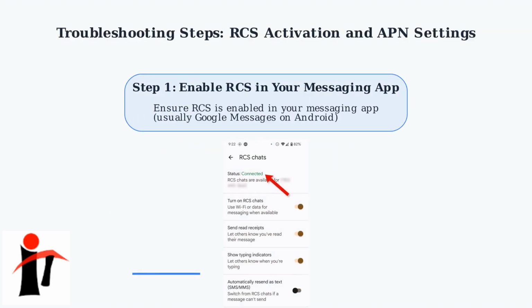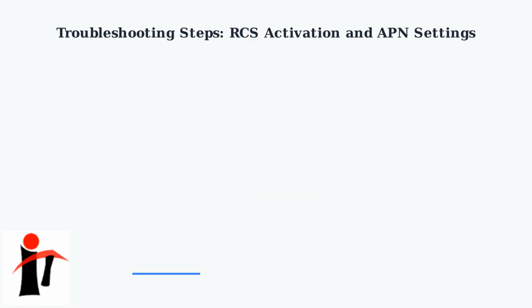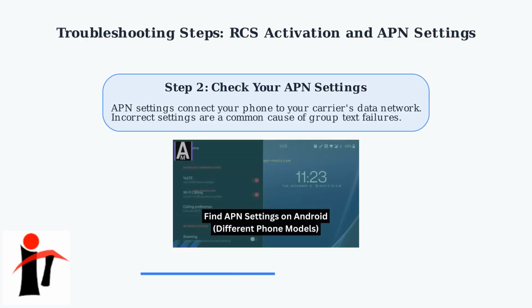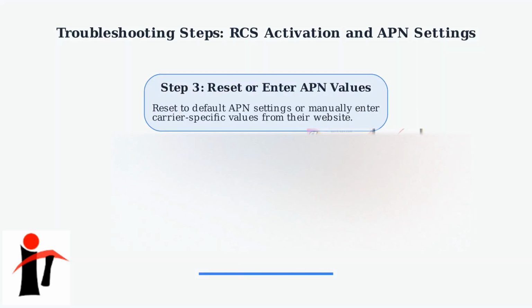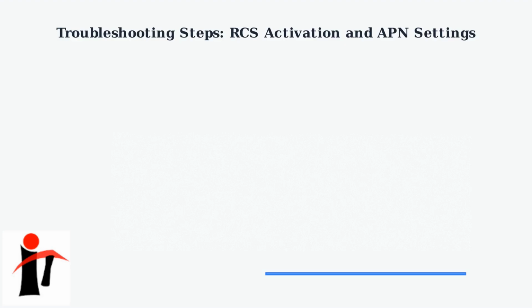First, ensure RCS is enabled in your messaging app, usually Google Messages on Android. Next, check your APN settings. These are the gateway settings that connect your phone to your carrier's data network. Incorrect APN settings are a common cause of group text failures. You can either reset to default APN settings or manually enter carrier-specific values from their website.